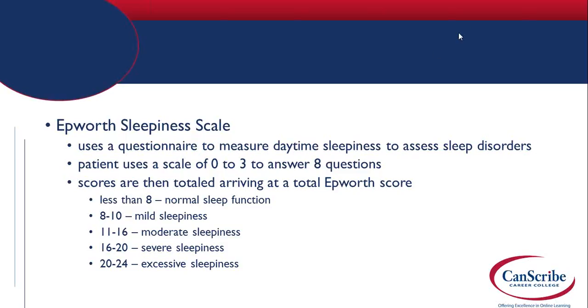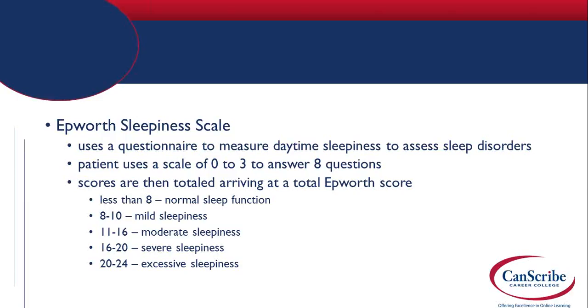So in this Epworth sleepiness scale, the patient is given 8 questions. It's a test that the patient takes themselves and scores themselves. They use a scale of 0 to 3 to answer the questions. Then the scores are totaled, and they arrive at their Epworth score.